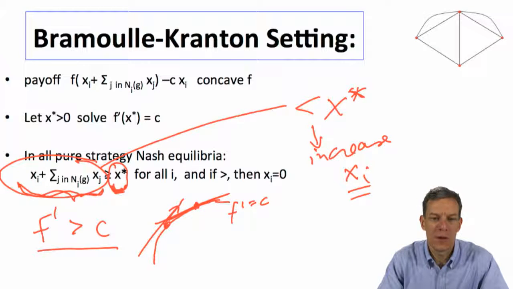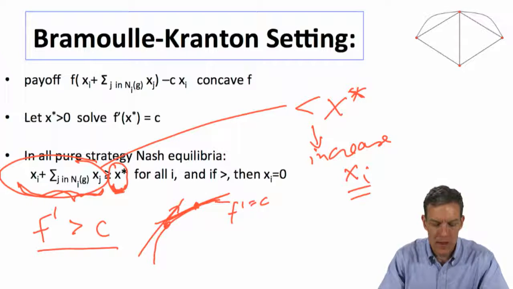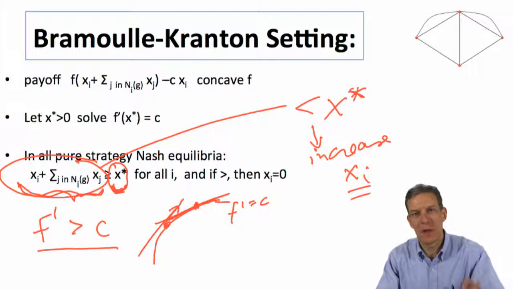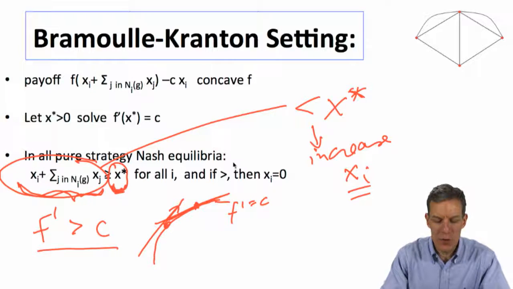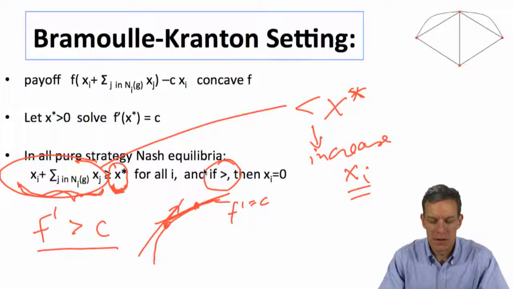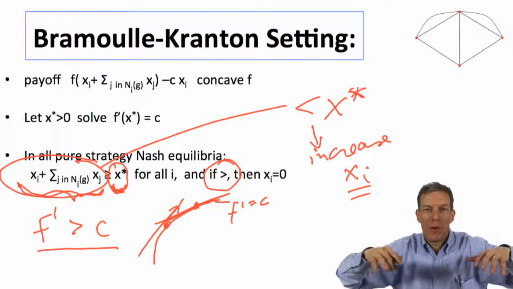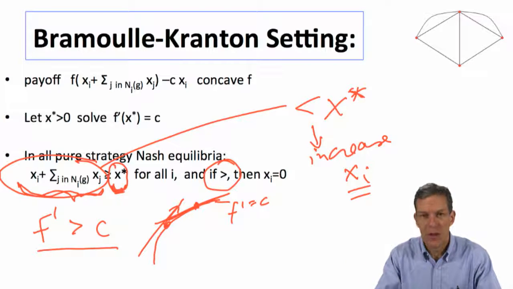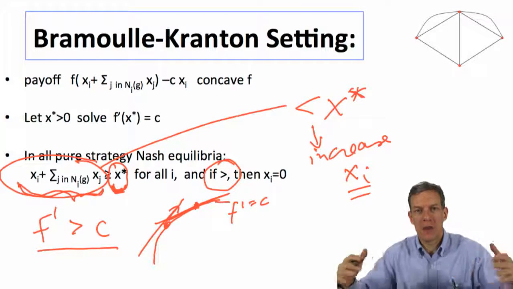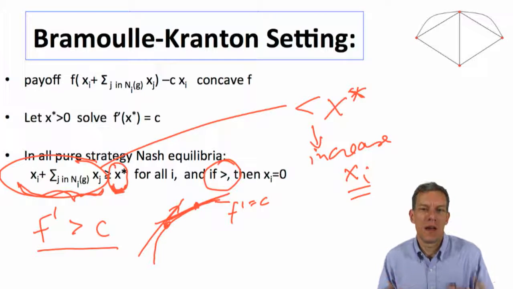Okay. So what that tells us is that in a Nash equilibrium, everybody has to be getting at least x star. And if I'm getting more than x star, it could be that there's lots of people that happen to be providing public goods for me. So my neighborhood is really full of people providing lots of public goods. If I've got extra activity going on in my neighborhood, then it should be that I'm not providing any action.